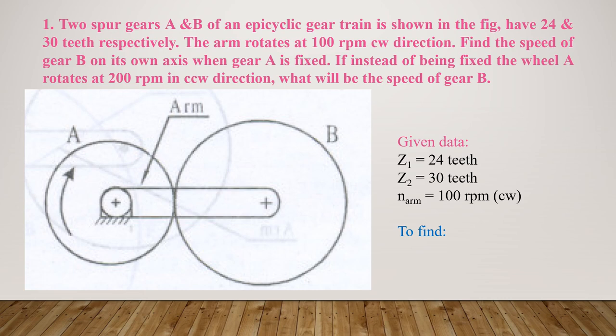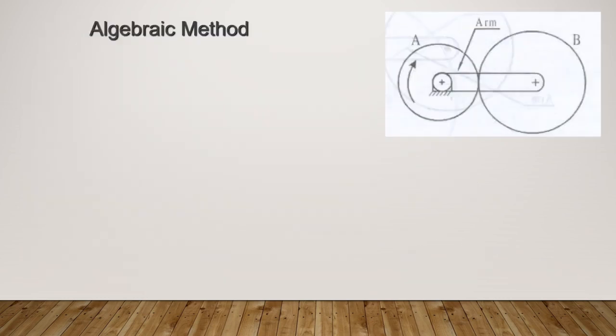The first case, gear A is fixed. In the second case, instead of being fixed, it has 200 rpm in the counterclockwise direction. Again, you have to find the speed of gear B. So two cases separately. In both cases you have to find the speed of gear B, whereas gear A's speed will change: fixed in the first case, and 200 rpm counterclockwise in the second. We'll solve this problem with both methods, the algebraic method as well as the tabular column method. First with the algebraic method.